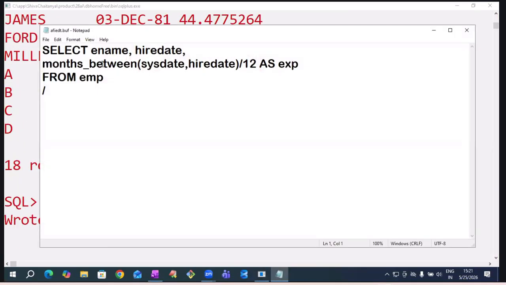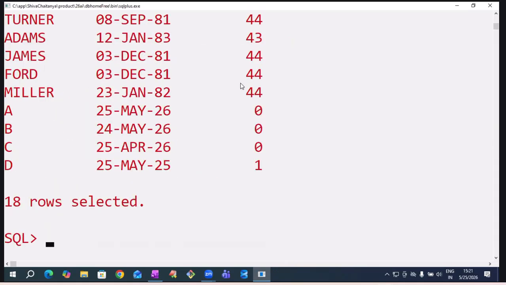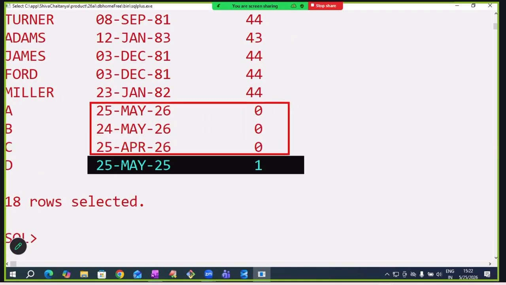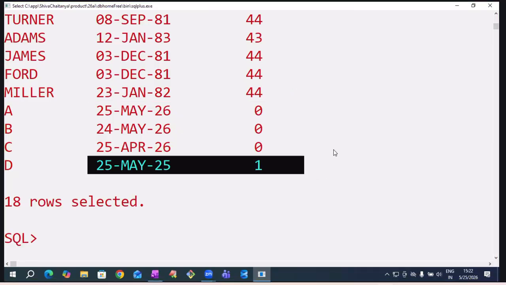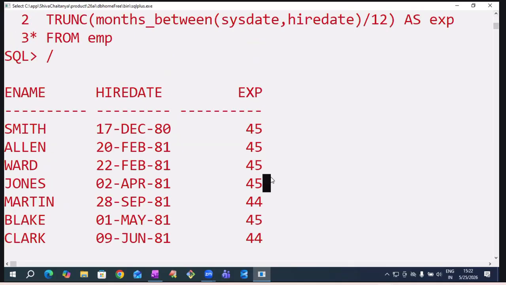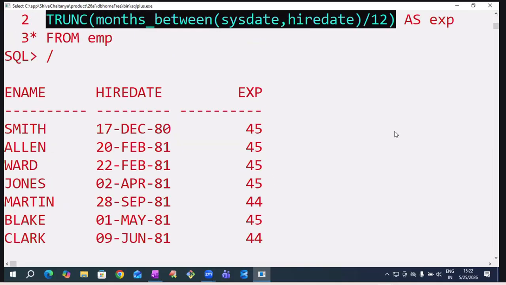To remove the decimal places, call the function TRUNC. TRUNC of MONTHS_BETWEEN(SYSDATE, hire date) by 12. Right, like this. Observe now. So this employee has 1 year experience. These employees have 0 years experience because this employee joined today, this employee joined yesterday, this employee joined 1 month ago. 0 years experience, 1 year experience, 44 years experience. So we are getting experience in the form of years. In such type of situations, MONTHS_BETWEEN is useful.